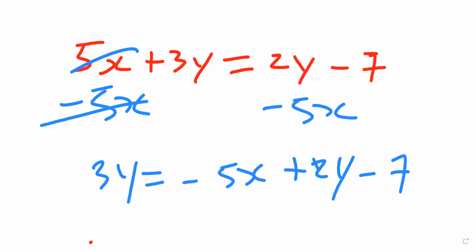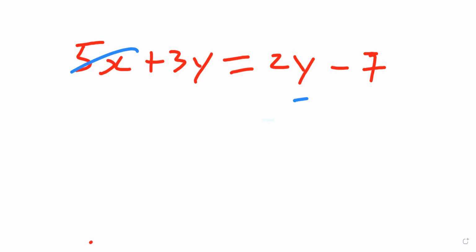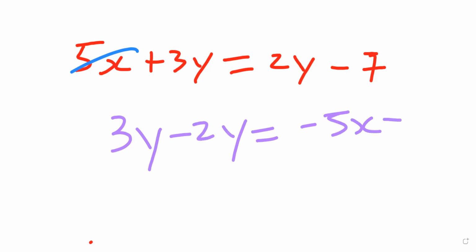And remember that we want to have all the y's on one side. So we need to get rid of this 2y on this side. It is a positive 2y, so we need to apply the opposite operation to get rid of it, which is subtracting 2y. Whatever I do on one side, I do the same thing on the other side. That cancels that. So let me just rewrite this. What we have now is 3y minus 2y is equal to negative 5x minus 7.